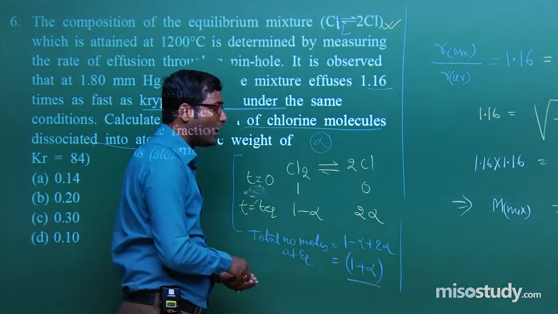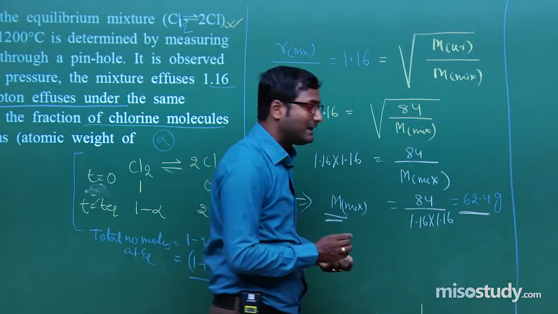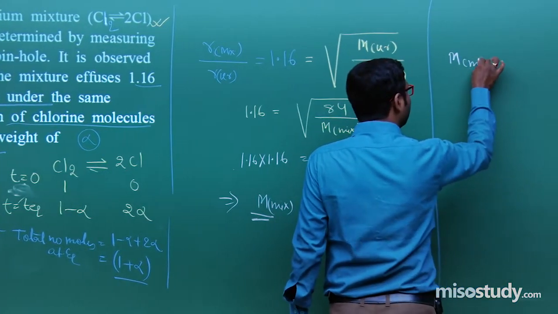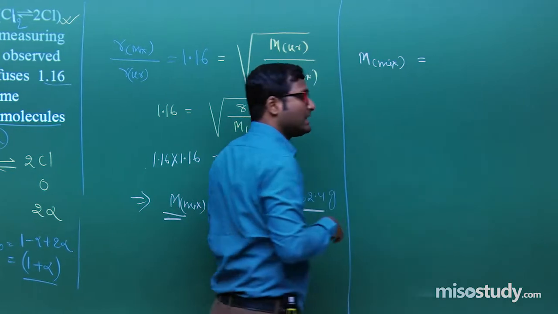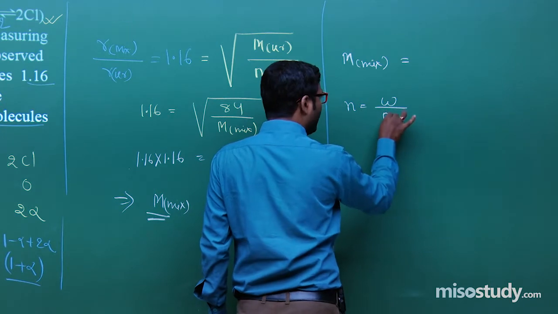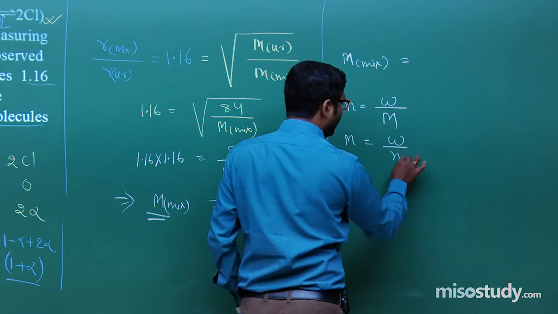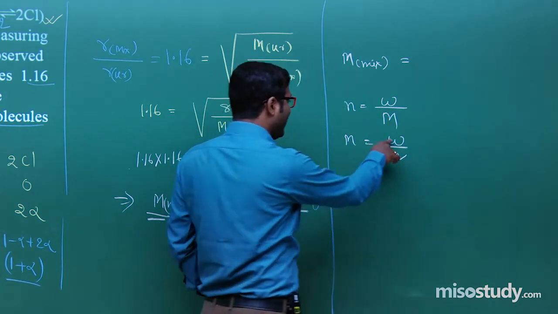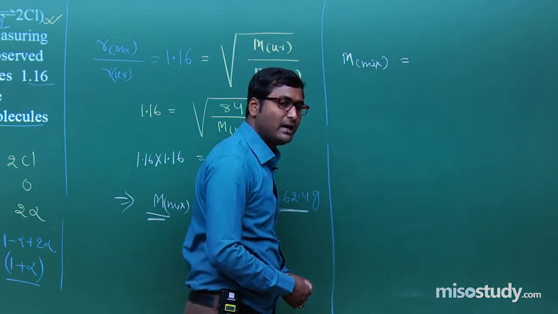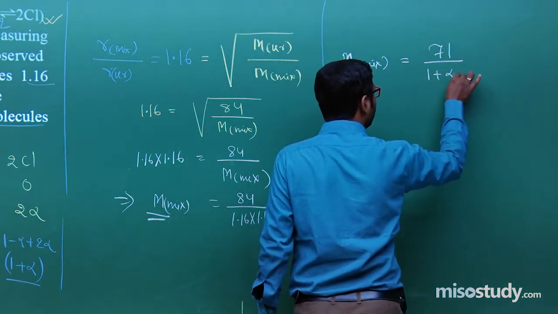Clear to you? Now this is the molar mass in this case, which comes to 62.4. As we know, the molar mass of the gas mixture is equal to given mass upon number of moles. The number of moles at equilibrium is 1 plus alpha, and number of moles equals given mass upon molar mass. So molar mass will be equal to given mass upon N. Am I right or wrong? Here the given mass, as we know, Cl has atomic mass 35.5, so for Cl2 the molar mass will be 71 upon the total number of moles, that is 1 plus alpha.